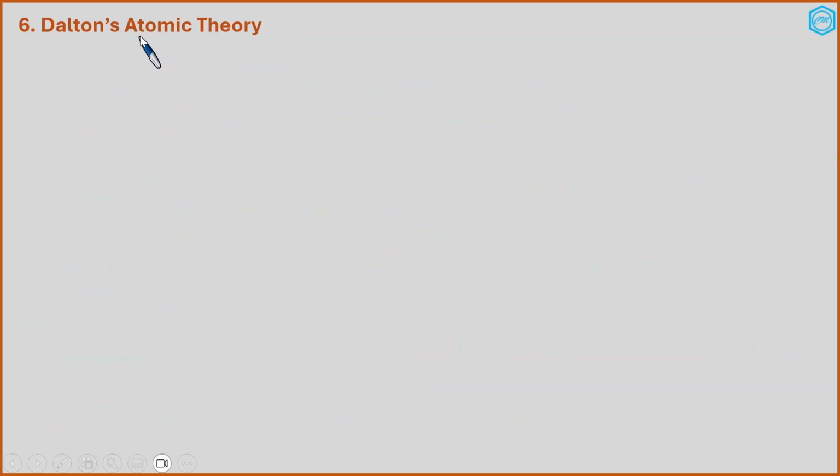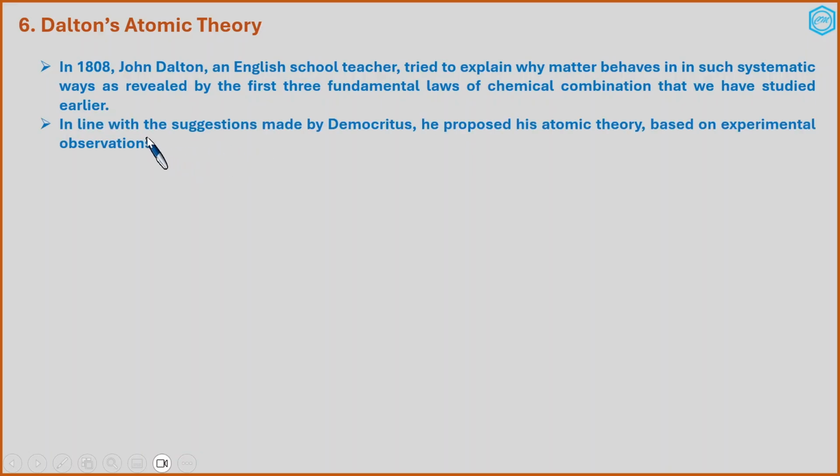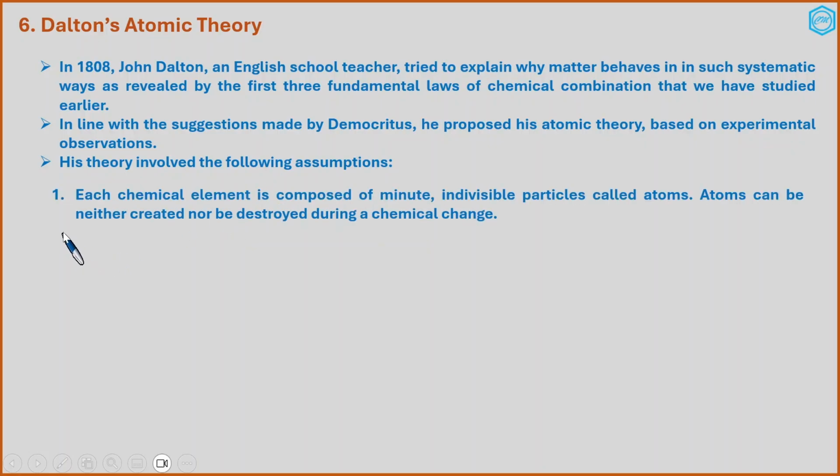Now let us discuss Dalton's atomic theory. In 1808, John Dalton, an English school teacher, tried to explain why matter behaves in such systematic ways as revealed by the first three fundamental laws of chemical combination that we have already studied. In line with the suggestions made by Democritus, he proposed his atomic theory based on experimental observations. His theory involved the following assumptions. First, each chemical element is composed of minute, indivisible particles called atoms.